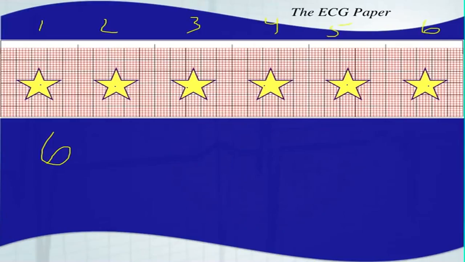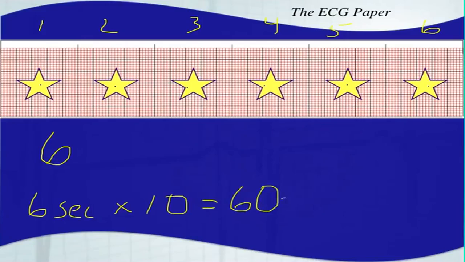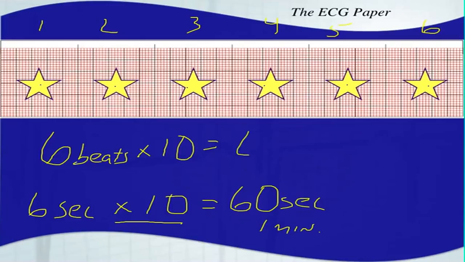Remember, each one of these spaces is 1 second, and we use that information to identify the heart rate. Since we have a 6-second strip, we know that 6 seconds times 10 equals 60 seconds, or 1 minute. And we want our heart rate in beats per minute. We have 6 beats here, and we want to know how many beats per minute, right? So all we have to do is multiply by 10, because we have a 6-second strip. So 6 beats times 10 equals 60 beats per minute.